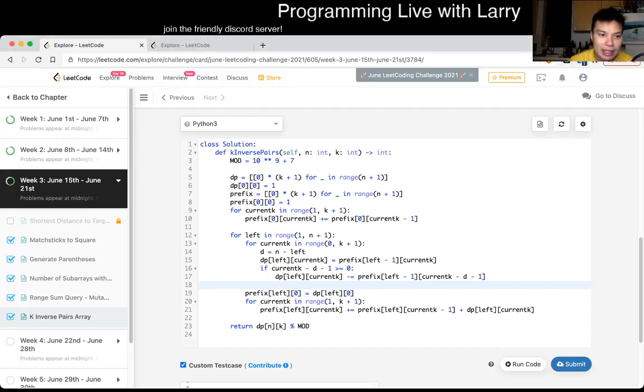This is me going over day 19 of the June Leetcode Daily Challenge.